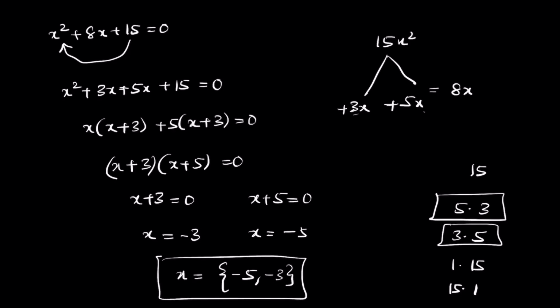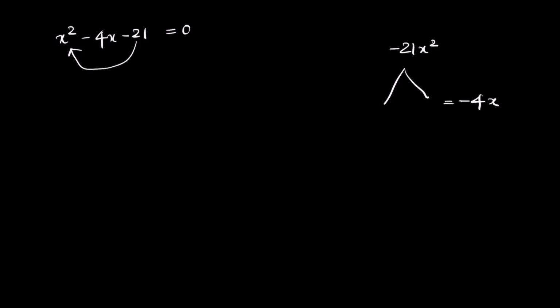So now let me give you some examples so that you can try on your own. So try x square minus 4x minus 21 equal to 0. So again, multiply the first and the last term, you get minus 21x square. So you have to split it in such a way where you should get negative 4x. So take the factors of 21 and try to figure out the answer. So pause the video right here and try to solve the problem.